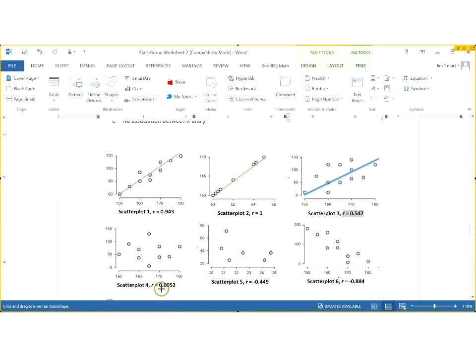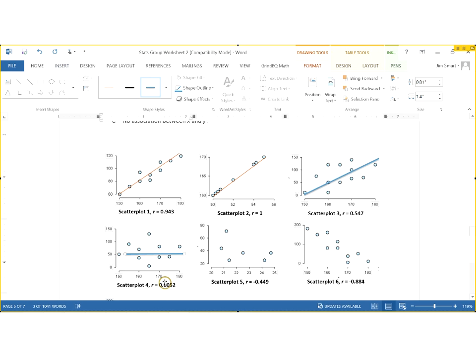Let's go back and do another one. Here, it's really hard to see much of any pattern at all, and you see the R is very, very close to 0. I almost started to say maybe there's an upward pattern, but I'm not sure that there is. When the R is close to 0, it ends up making the line almost horizontal.